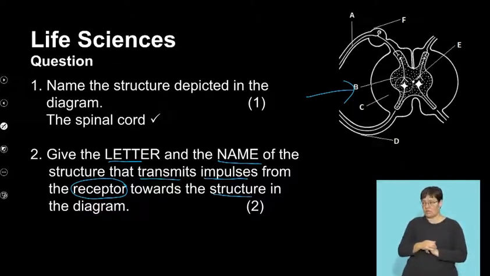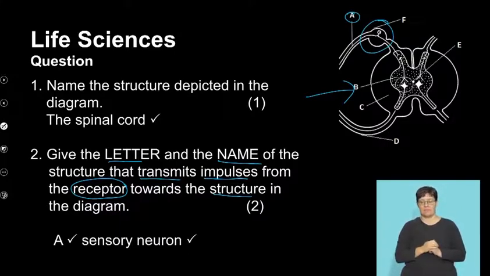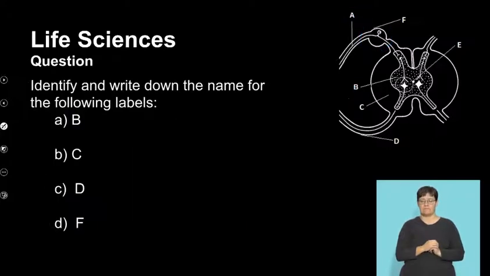So where will the sensory neuron be? I told you, you look where the bubble is, the ganglion is. So this is your dorsal root, and your sensory neuron will always be in your dorsal root. So it will be number A, sensory neuron. Can you see you've got 2 marks there? Right. Identify and write the following names for the following labels. Right, number B. Let's look at number B.